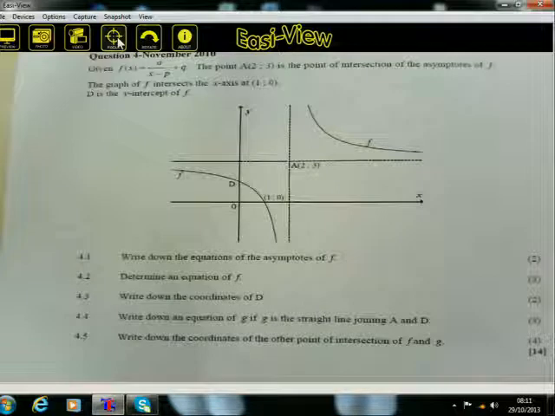Number 4, write down the equation of G if G is a straight line joining A and D. Number 5, write down the coordinates of the other point of intersection of F and G. It's 14 marks. I'll give you around about 10 minutes to work on this, and we'll look at it after that, 10 minutes from now.